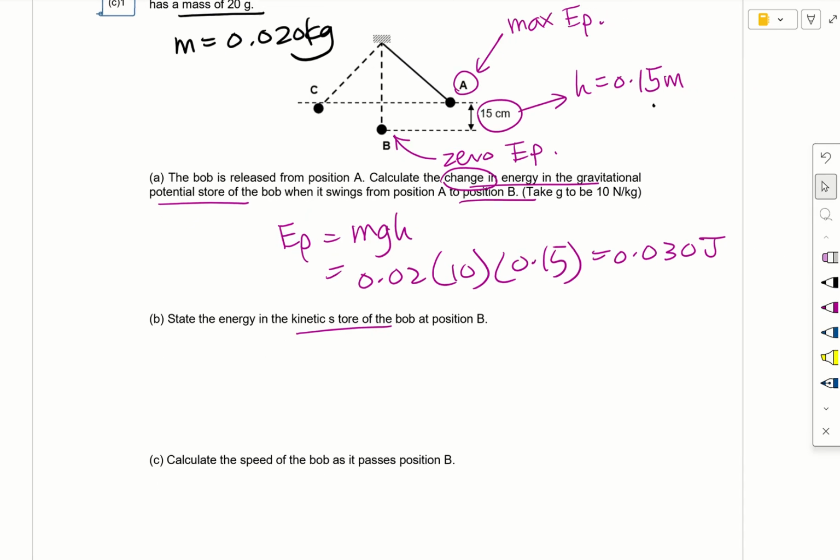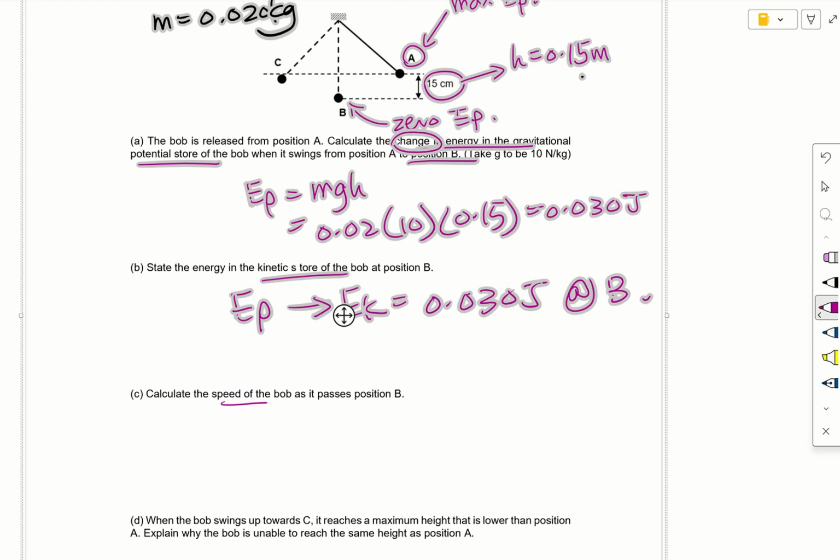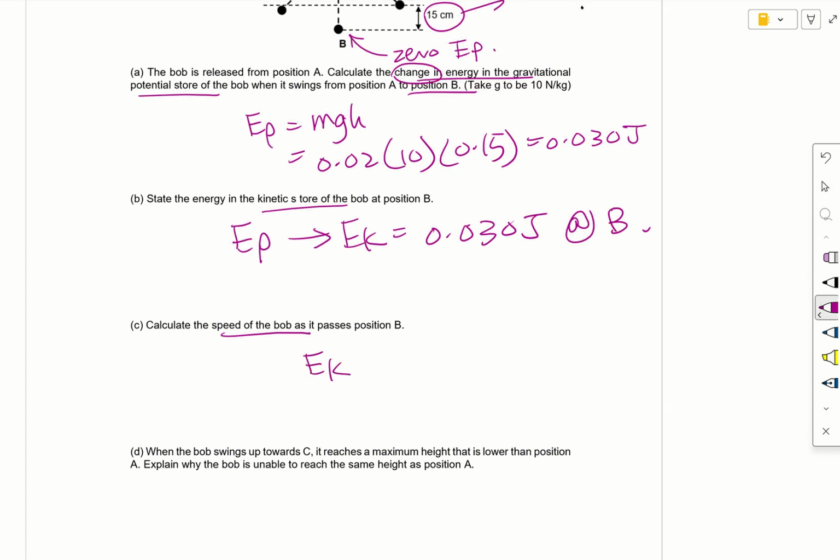Now state the energy in the kinetic store of the bob at position B. So we have learned in the previous example for the ideal and non-ideal, the energy in the potential store will be transferred to the energy in the kinetic store. So the kinetic store will have 0.030 joules at B. Now calculate the speed of the bob as it passes position B. So we can use this formula, EK equals half mv squared. Our EK is 0.030 equals half, m is still the same, 0.02, and v squared.